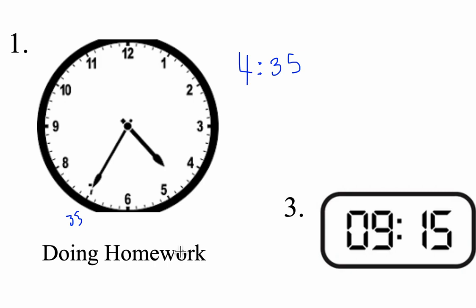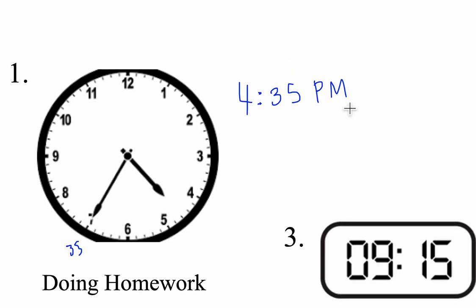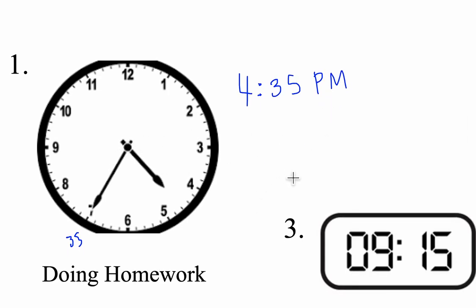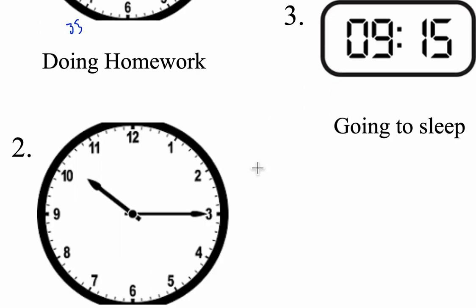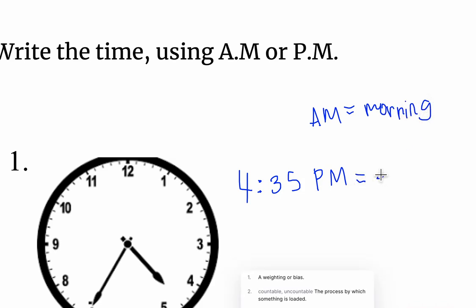And it says that we're doing homework. Since we do homework in the evening, we put PM. So things that happen in the evening or at night or after school are PM. And things that happen in the morning, like waking up, brushing your teeth, going to school, that's AM. So AM equals morning. And PM is evening or night.